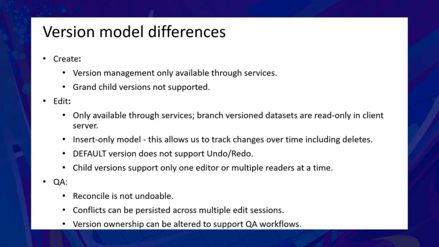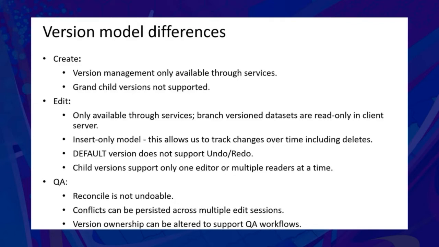There are some underlying differences between the two versioning models. With branch, version creation and management is available only through services. As a flatter tree structure was recommended with traditional versioning, with branch this is enforced. You can only create child versions of default and all versions are siblings.